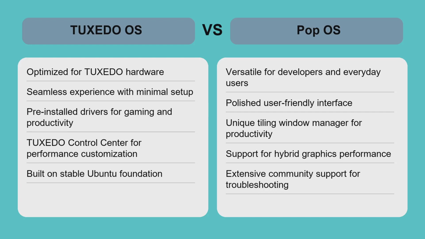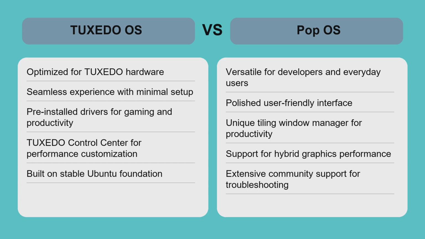When comparing TUXEDO OS and Pop! OS, consider your hardware and usage needs. TUXEDO OS excels on TUXEDO computers, providing an optimized experience with minimal setup. In contrast, Pop! OS offers a broader appeal, suitable for various hardware configurations and user preferences. For gamers, TUXEDO OS may deliver better performance out of the box, while Pop! OS provides flexibility for developers and general users.